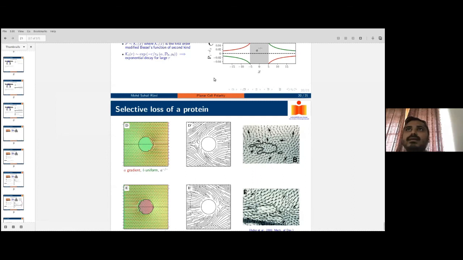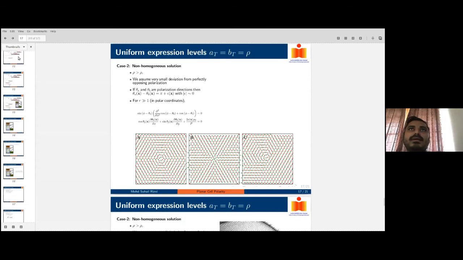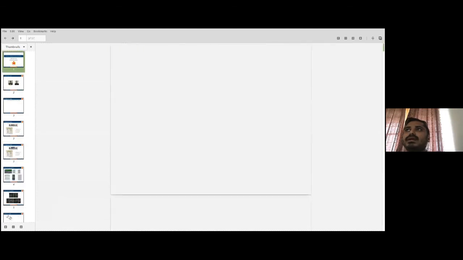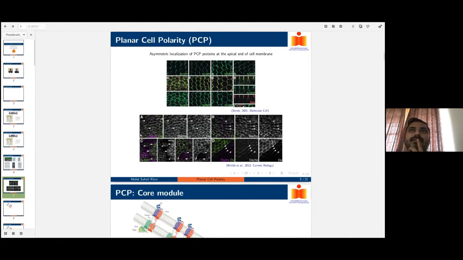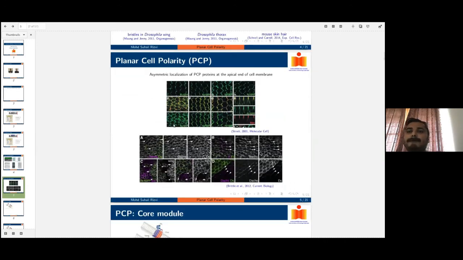Yes. In case of planar cell polarity, this polarity comes from a distribution of proteins, and this distribution comes due to the interaction of these proteins across the boundaries of two cells which are neighbors to each other. Thank you.